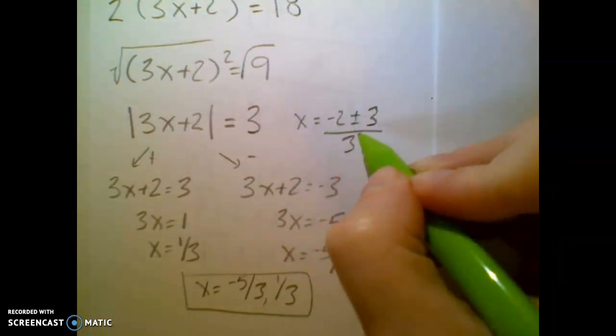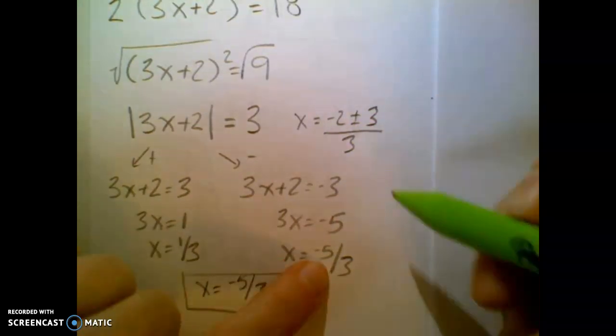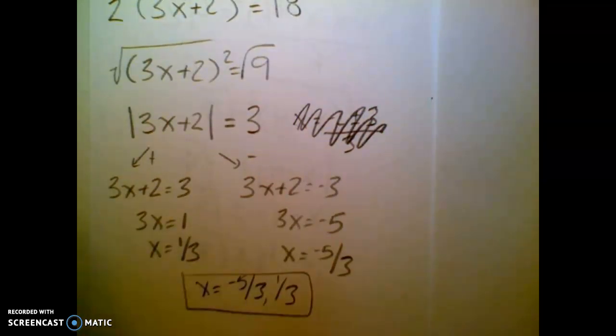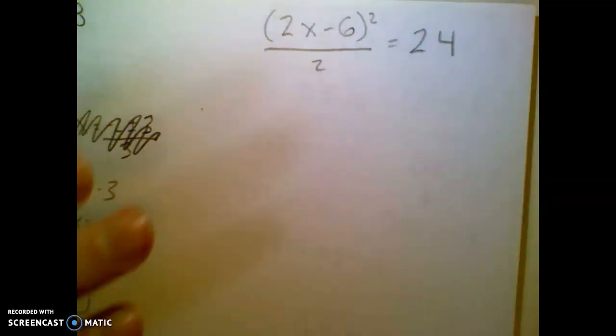Negative 2 plus 3 divided by 3. There's that guy. Negative 2 minus 3 divided by 3. There's that guy. So I do not want to see that answer. If it's going to be just a regular number, I do want to see both numerical values there. Okay. All right, last one of these just regular examples here.